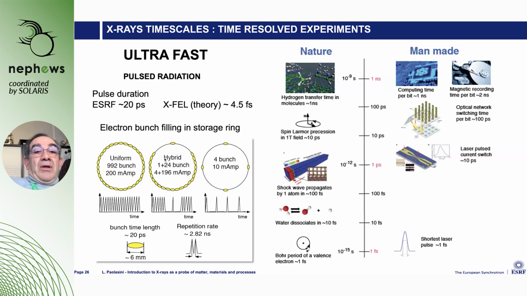This corresponds, if you multiply by the speed of light, to a bunch of the order of 6 millimeters. But we can fill the ring with a hybrid configuration in which one bunch is isolated with respect to the others, or eventually fill the electron ring with a few electron bunches. In such a way, we are able to modulate the pulsed radiation to make videos of chemical reactions or study dynamical phenomena in nature. I also want to stress that in the X-ray free electron laser we can reach pulse durations of the order of 5 femtoseconds, so we can also investigate very fast phenomena in physics.